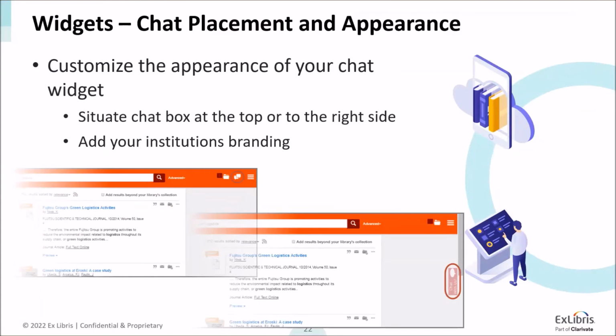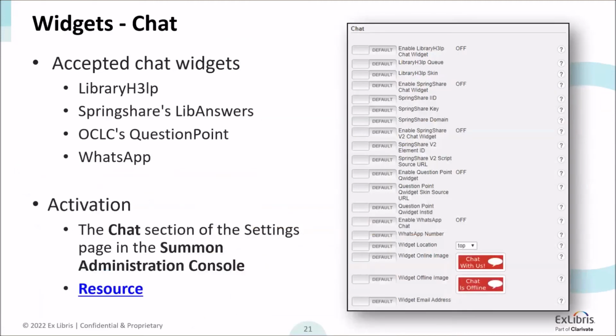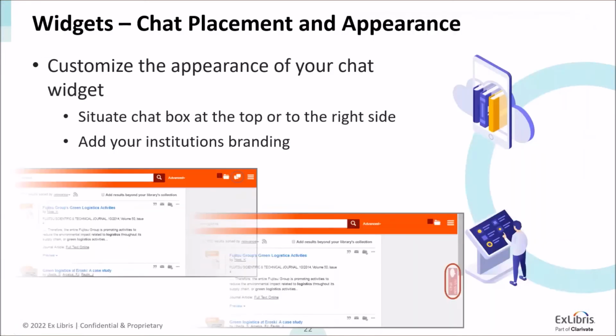And how you'll do that is you'll use the widget location setting in the chat section. If I go back here, you can see the widget location setting right here, and you can see top, or it'll give you the option to go to the side. You can also provide a custom widget online image to display when staff is available for questions, and a widget offline image to display when staff is not available. So when you slide the control to custom, use the select file button, and that's where you'll identify the image you want to upload.